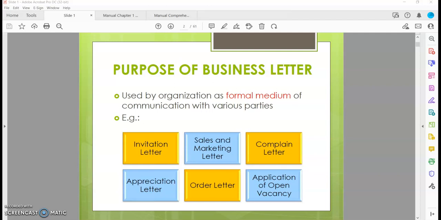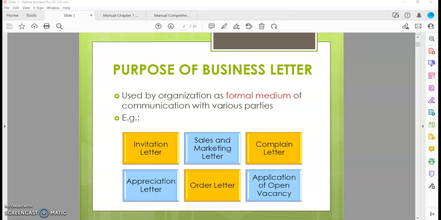Other than that, there is the order letter, if you want to order any services or products, or the equipment being used in the organization. Somehow we will also receive applications for an open vacancy as a company. We have an open vacancy maybe because our staff retired or changed jobs, and many more reasons, so we need to open the vacancy. So the potential candidates will apply for that open vacancy, and they will provide you the letter of application for that particular job.